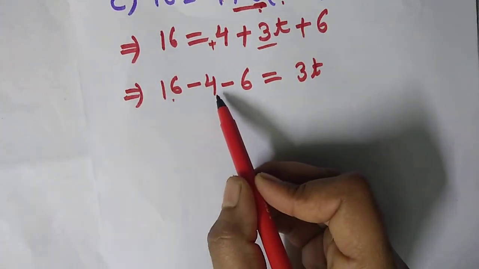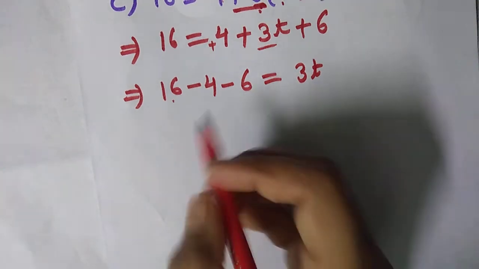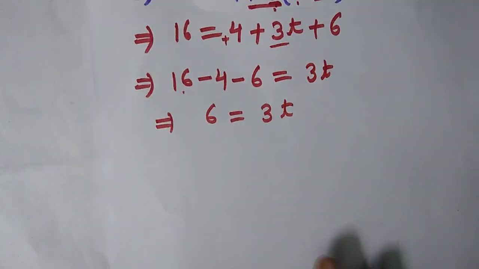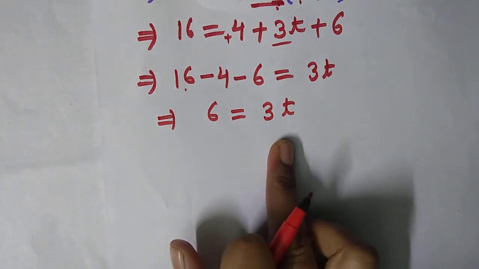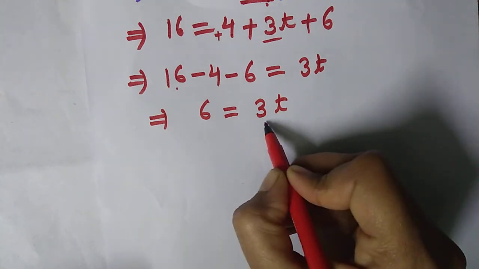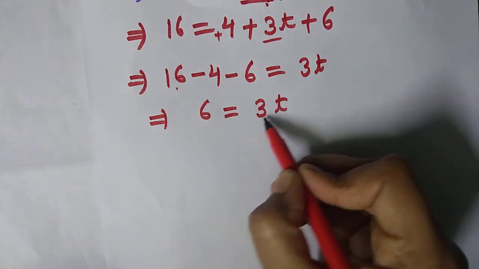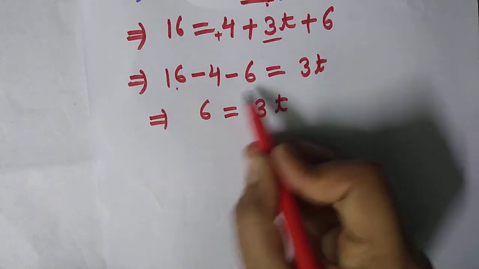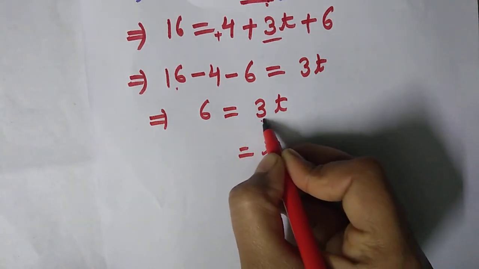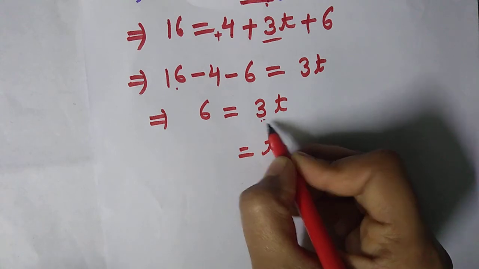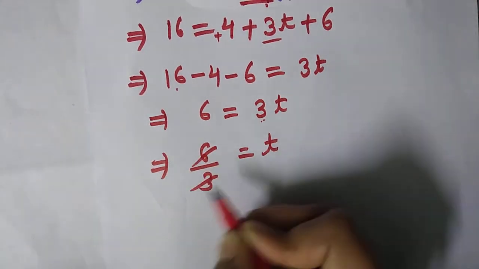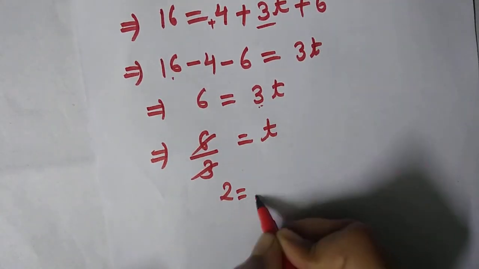Now solve it. 16 minus 4 is 12, and 12 minus 6 is 6. So it is 6 equals 3t. Now I need to find the value of t. For that I need to shift this 3 to the other side, and this 3 is in multiplication with t, so if it changes its side, it will be in division. So t equals, since I am shifting it to this side, it will take the place of the denominator, so it will be 6 by 3. Now they get cancelled and we get the value of t as 2.